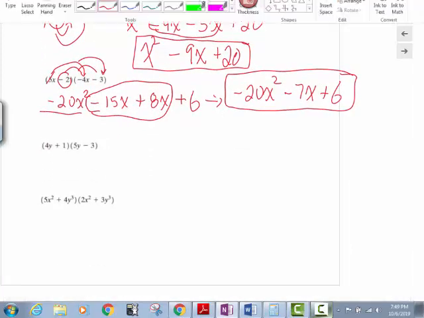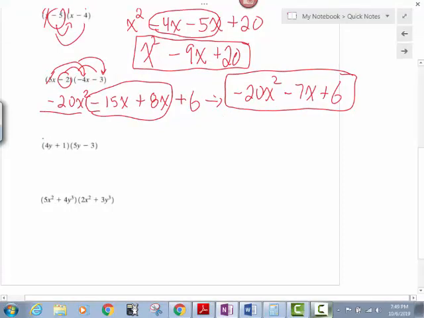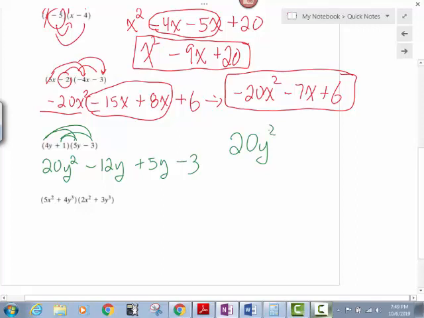So let me grab my marker again, or my pen again. So 4y times 5y is a 20y squared. 4y times negative 3 is a negative 12y. Plus 5y, because we're multiplying them by 1, minus 3. So let's take a look here. We got a 20y squared. Again, we can combine these two together. If I owed you 12, but I only paid you 5, I would still owe you 7. And then a minus 3. Right?